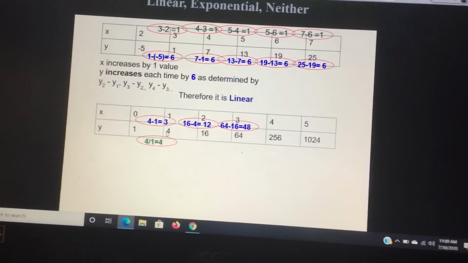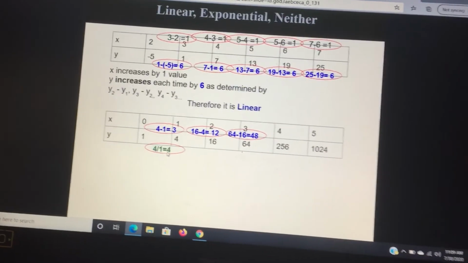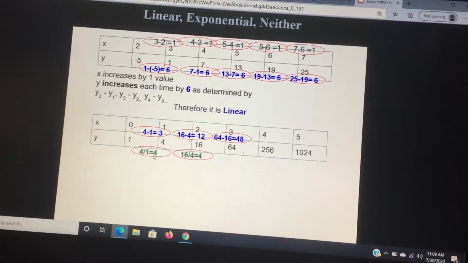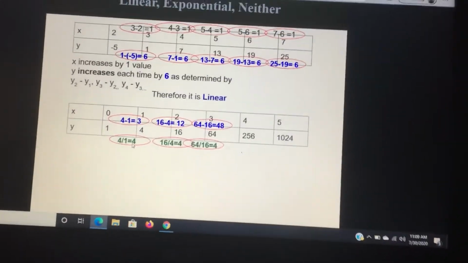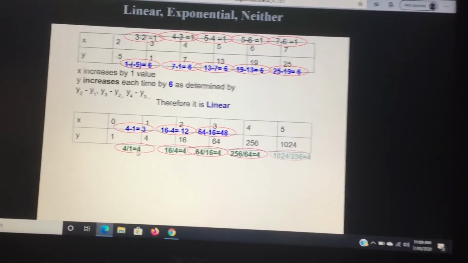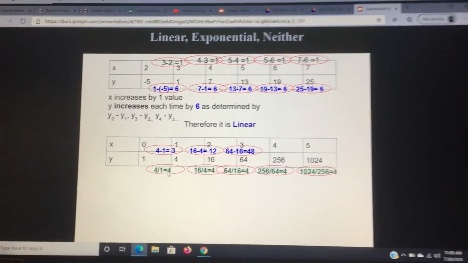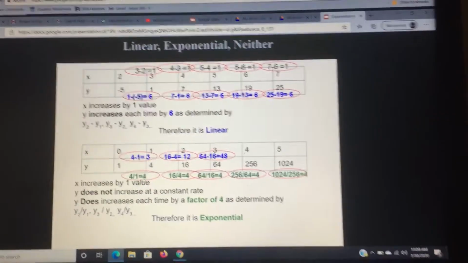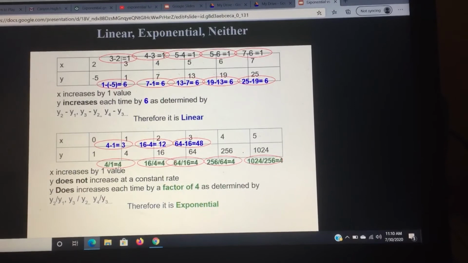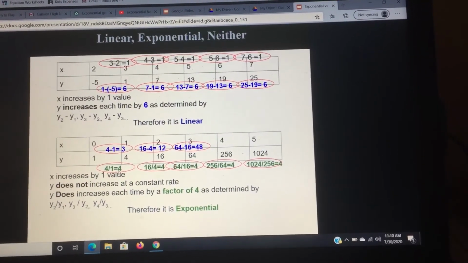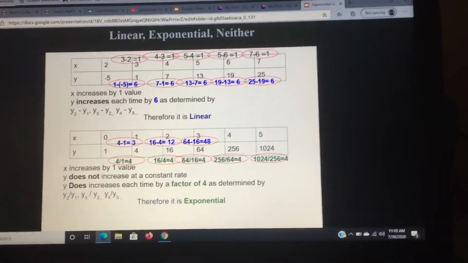But now if we look at the ratio, where we take 4 divided by 1, it gives us 4. So maybe there's a growth factor in there. And again, 16 divided by 4 is 4. We're starting to see a pattern here, you guys. 64 divided by 16 gives us 4. So it's all with a factor of 4. This is telling us it's an exponential growth. So x increases by a value of 1. y does not increase at a constant rate, therefore it's not linear, but y does increase each time by a factor of 4, and therefore this is exponential. Any questions?